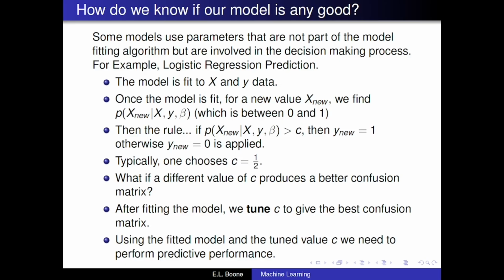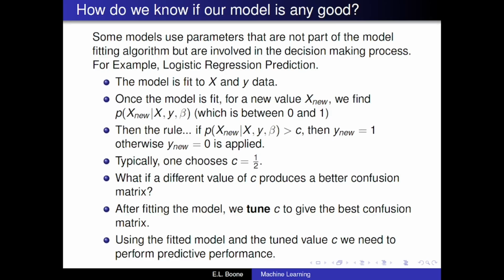So we need to turn it into a 0 or a 1. We would then apply the rule: if the probability is greater than C, then we'll say Y new equals 1. Otherwise, Y new is going to be 0. So this is going to be the outcome. The outcome will be 1 or 0 in this case, which it needs to be. Now, all software typically chooses C equals 1/2.